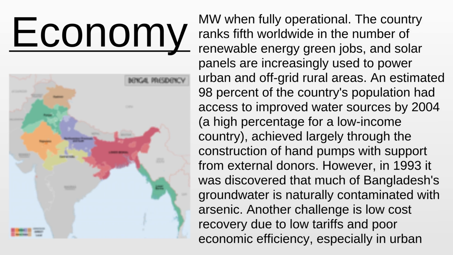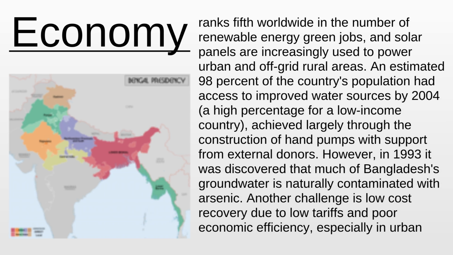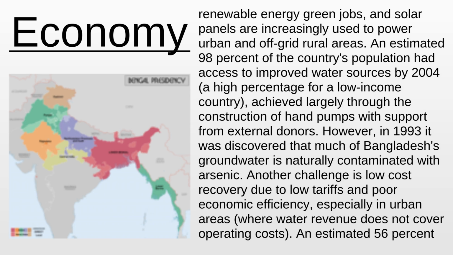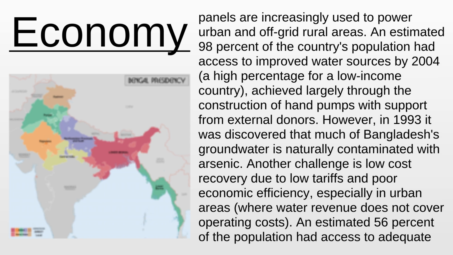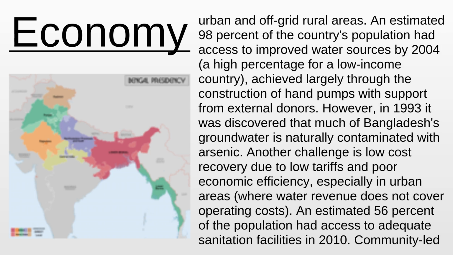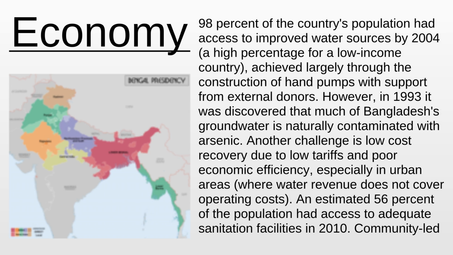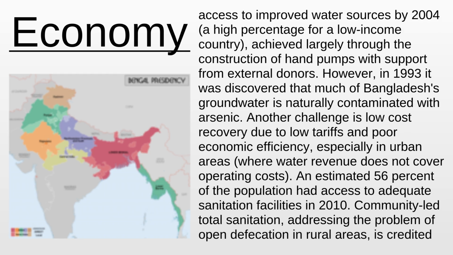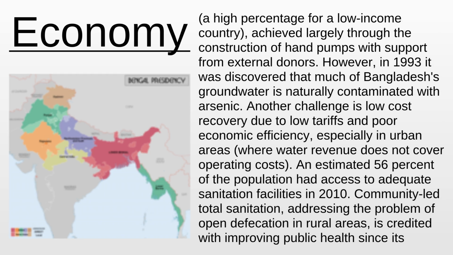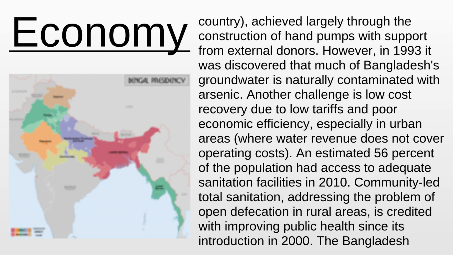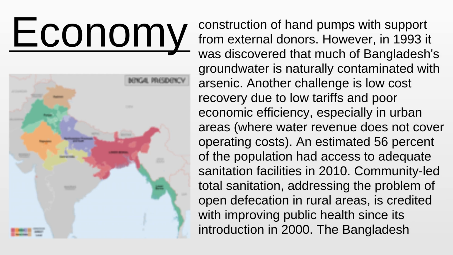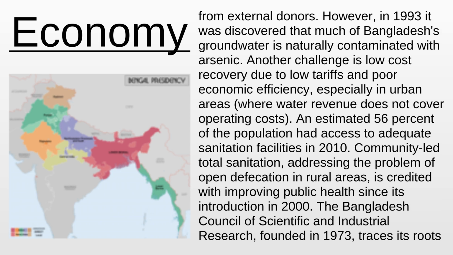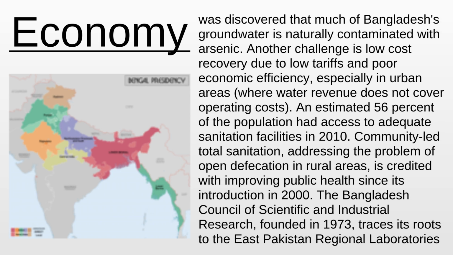An estimated 98% of the country's population had access to improved water sources by 2004. A high percentage for a low-income country, achieved largely through the construction of hand pumps with support from external donors. However, in 1993 it was discovered that much of Bangladesh's groundwater is naturally contaminated with arsenic. Another challenge is low-cost recovery due to low tariffs and poor economic efficiency, especially in urban areas, where water revenue does not cover operating costs.